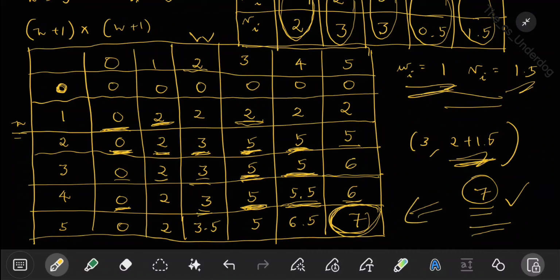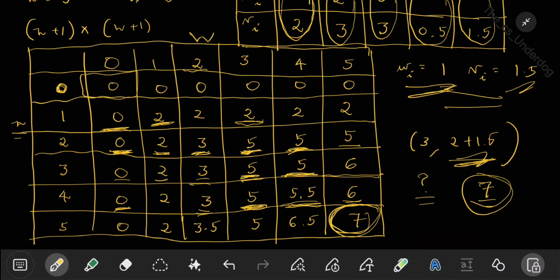If you have this table, how can you identify which are the items that are included in the knapsack? You know, total value of the knapsack is 7, but how did you find out this 7? What are the items that contributed to this 7? In order to understand that, there is a very easy idea. The idea is, instead of starting from the first block of the table, this time you start from the last block of the table.